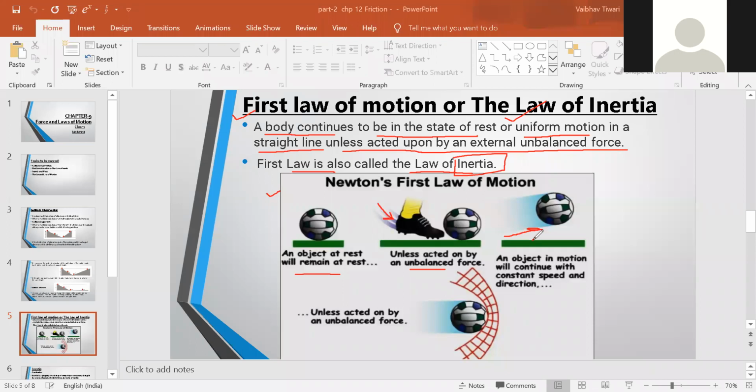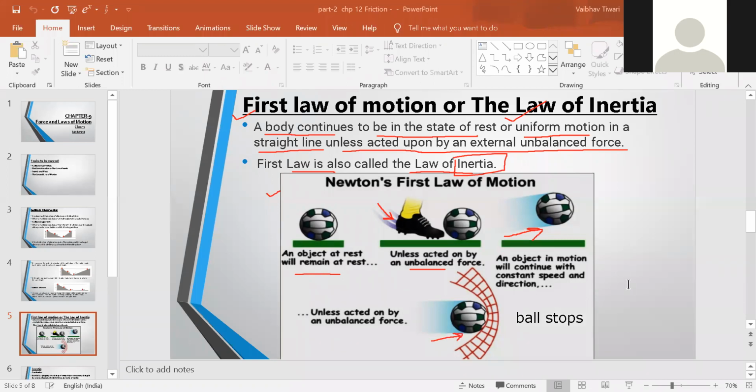Earlier it was at rest, and now it is in motion. Now it will continue moving unless another external force tries to change its position. So here, when the ball hits the net, finally the ball is going to stop. The ball stops when it hits the net.